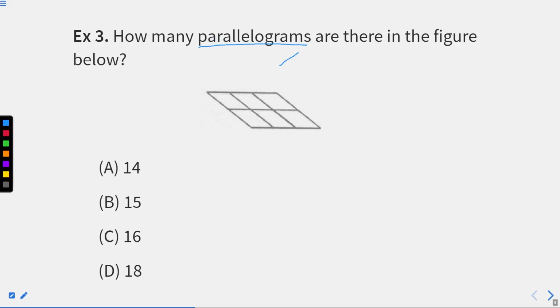It looks like this. A slightly tilted rectangle, we can say, right? Because if we redraw this like this, we will find as it is a rectangle, but now it is slightly tilted towards right. Then it is a parallelogram. How many parallelograms are there in this figure? Now this is our figure, right?